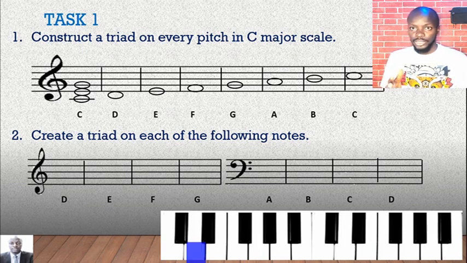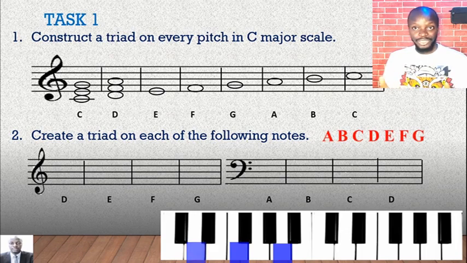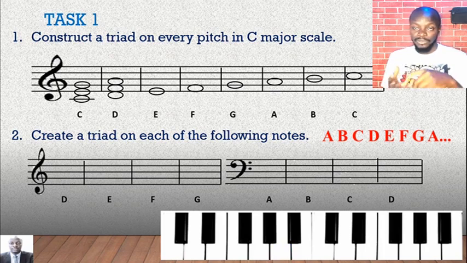So D, D, E, F. So the next note is F, right? And the next note from F is F, G, A, right? A. Remember that in music we don't have H. So musical letters are from A to G, the first seven letters in the alphabet, right? So when you get to G, basically you go back to the beginning and you go back to A. And that's why we have A there, right? So basically you take one note and skip the next to take the next one. And that will give you the third, right?